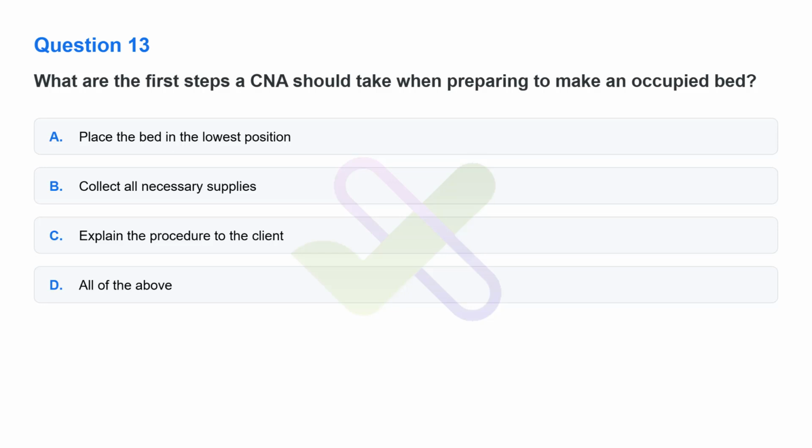What are the first steps a CNA should take when preparing to make an occupied bed? A. Place the bed in the lowest position. B. Collect all necessary supplies. C. Explain the procedure to the client. D. All of the above.